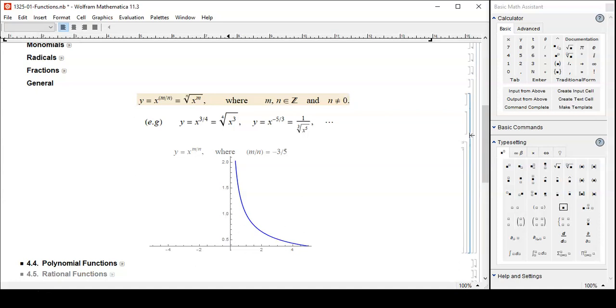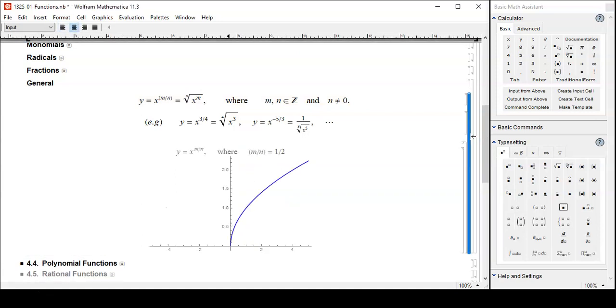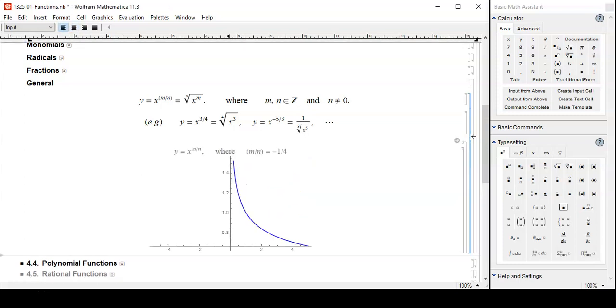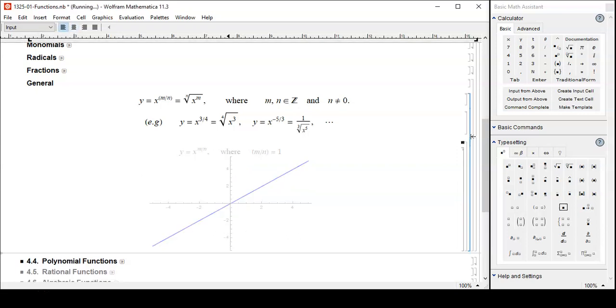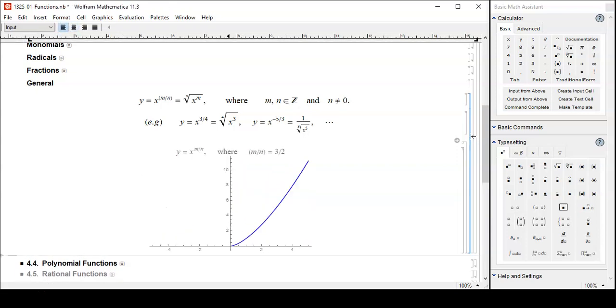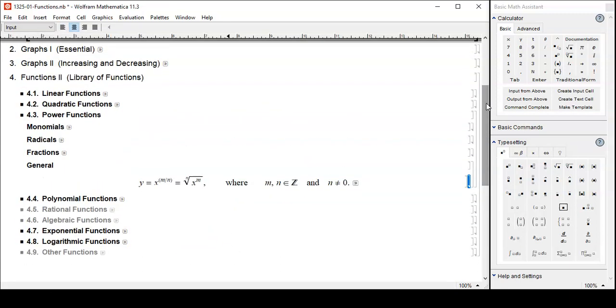Here's a program to visualize some arbitrary powers. Depending upon what the m over n value is, we get a different graph. Okay, so much for power functions.